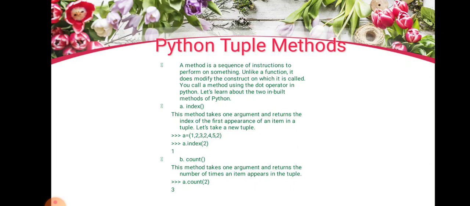Okay, the next function is count. The count function is used to find out the number of occurrences of a particular element. This method takes one argument and returns the number of times an item appears in a tuple. Let me consider an example here. a dot count of number 2, I am passing here. What are the occurrences of number 2 in a? That will display here. There are three 2s, so it counts the value and brings the value 3 here. So 3 occurrences of 2 are in tuple a.